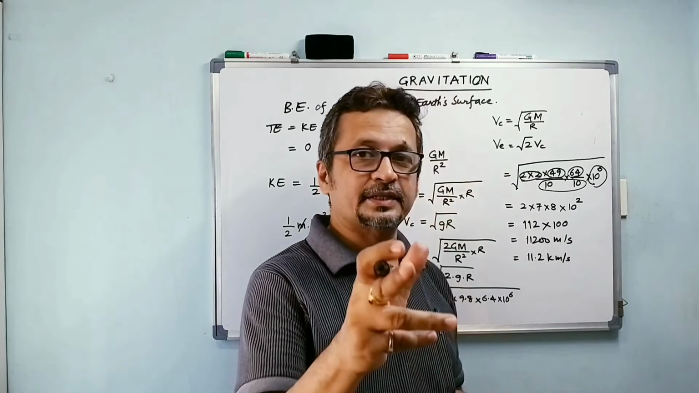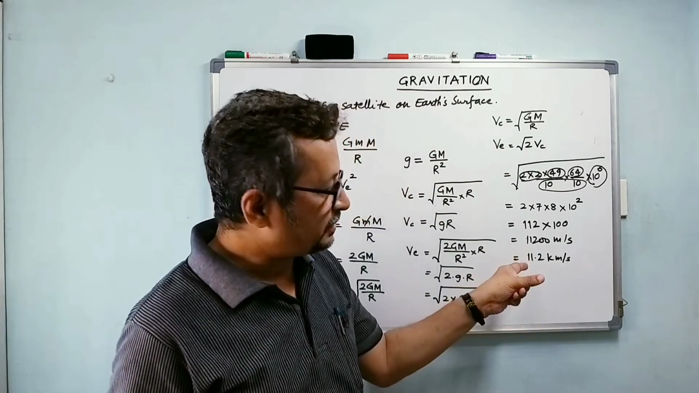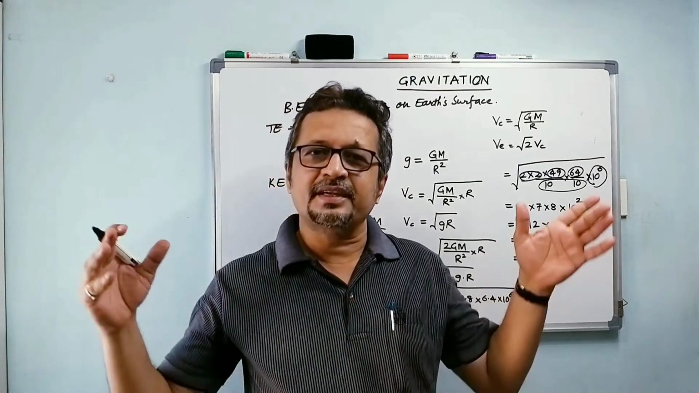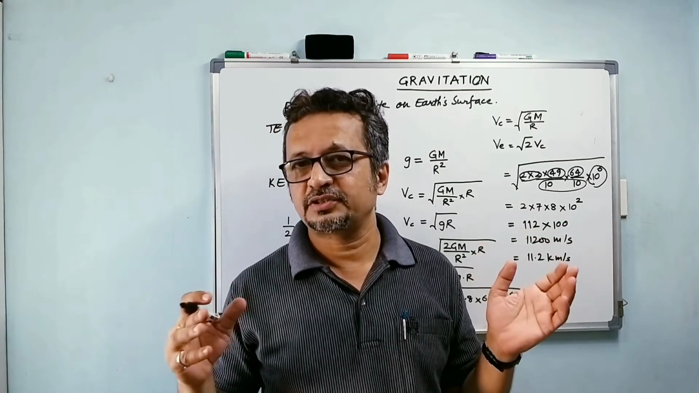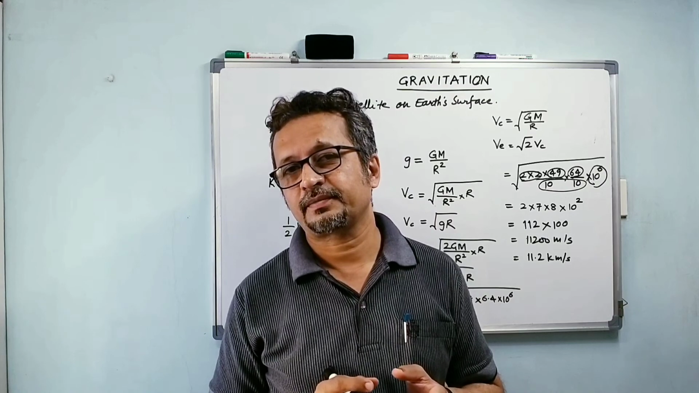So any object, irrespective of its mass, if I give it this velocity, it will escape out of Earth's gravitational influence, and that is nothing but its escape velocity, right?